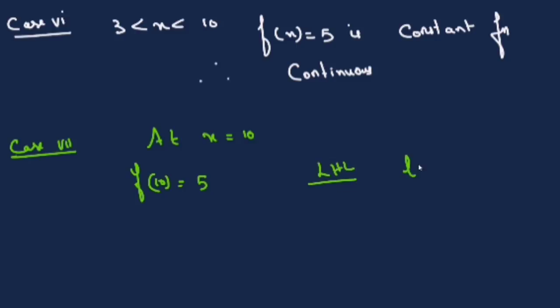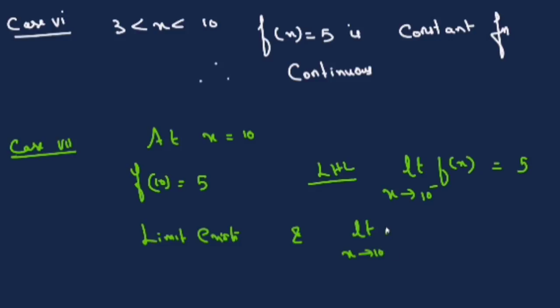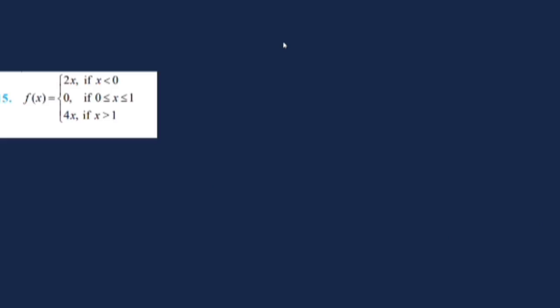The left hand limit is limit x tends to 10 minus of f of x, that is given as 5. So the limit exists, and the limit value is equal to the functional value. So the function is continuous at x is equal to 10. It's a similar one.